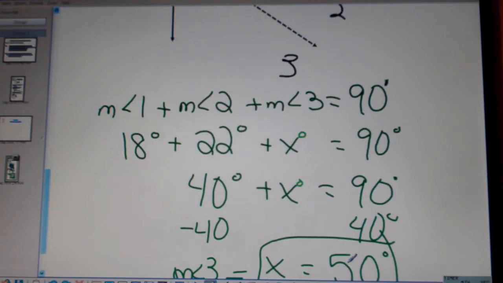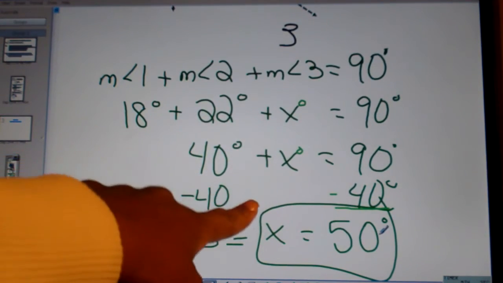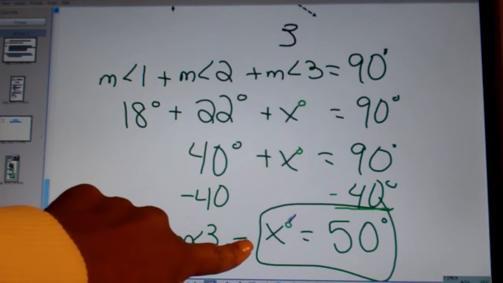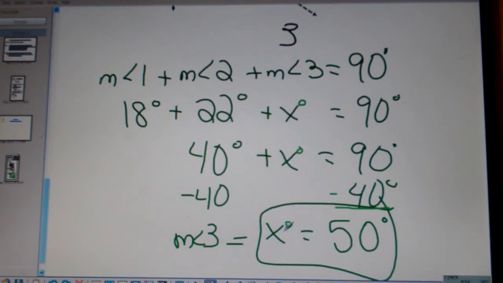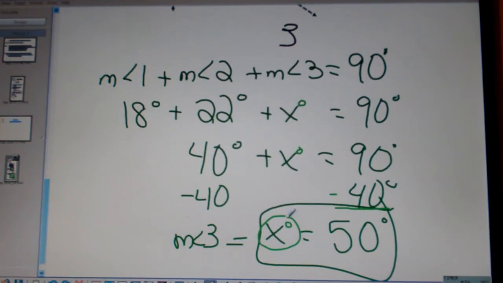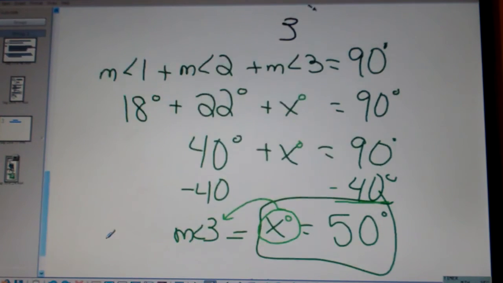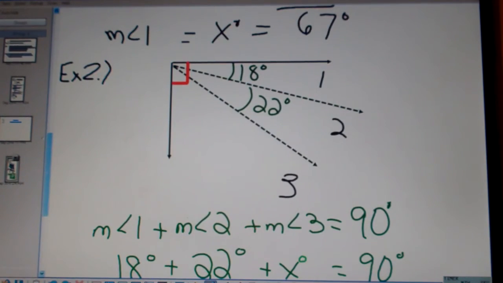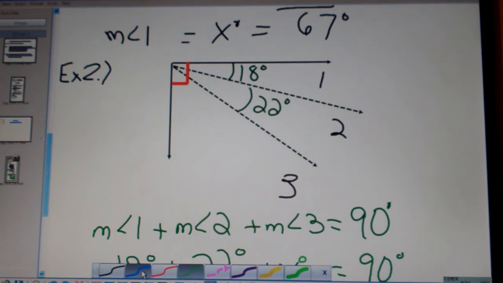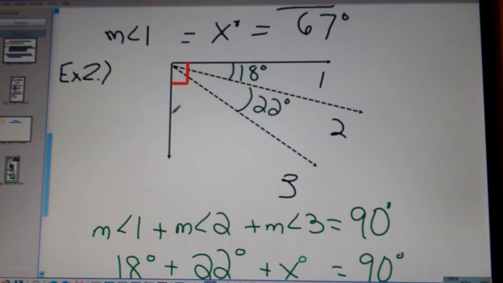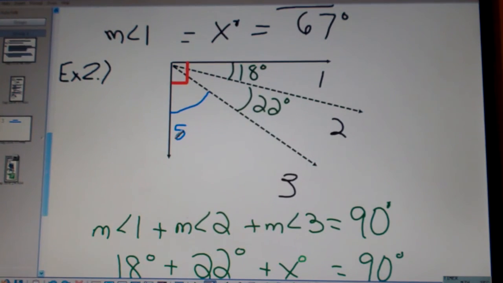Subtracting 40 degrees on both sides here, I find that x degrees is equal to 50. And we know that x is representative of the measure of angle 3. So the measure of angle 3 is 50 degrees. And we will be able to go back to the top, and we can now write in here that the measure of this angle here is going to be 50 degrees.